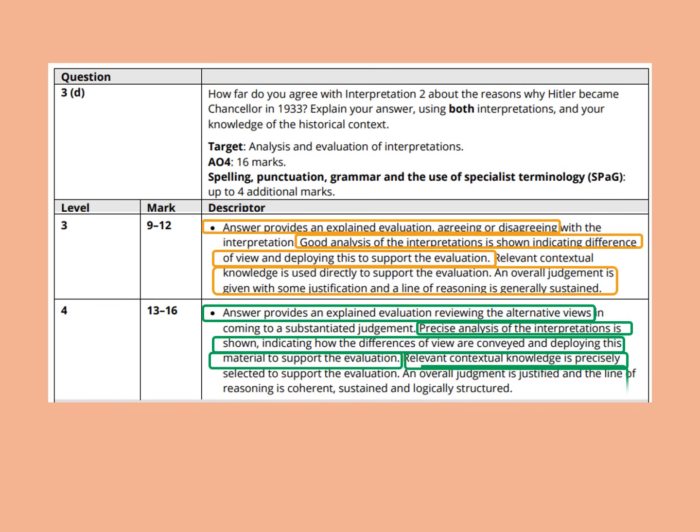But you're a little bit more laser precise with the level 4 section. Relevant contextual knowledge is precisely selected, so you've used the very best supporting examples to support the evaluation. An overall judgment is justified, and the line of reasoning is coherent, sustained and logically structured. So you haven't just said what your opinion is and tried to back it up, you've really explained it and put it to the test. Let's remind ourselves what the interpretations and sources were with this question.